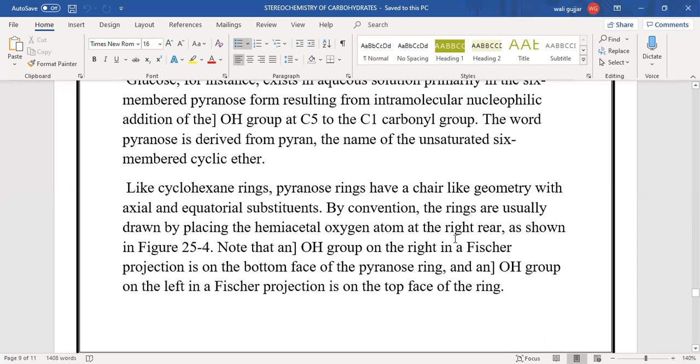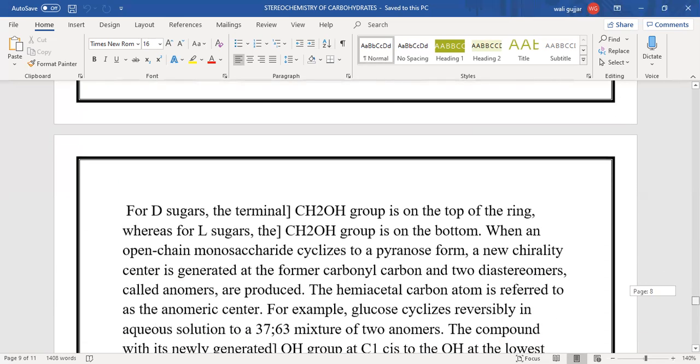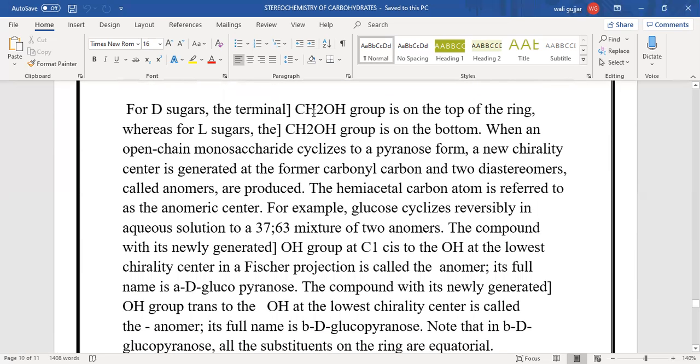Note that a hydroxyl group on the right in a Fischer projection is on the bottom face of the pyranose ring, and a hydroxyl group on the left in a Fischer projection is on the top face of the ring. For D sugars, the terminal CH2OH group is on the top of the ring, whereas for L sugars, this group is on the bottom. When an open chain monosaccharide cyclizes to the pyranose form, a new chirality center is generated at the former carbonyl carbon. Two diastereomers called anomers are produced. The hemiacetal carbon atom is referred to as the anomeric center.